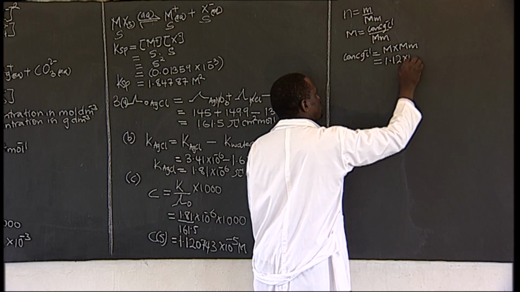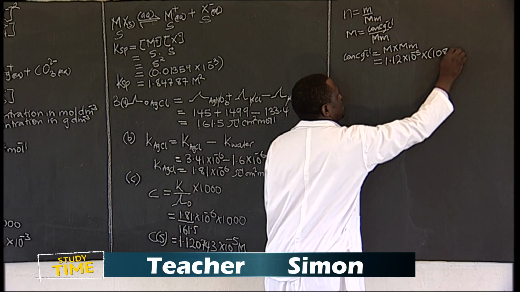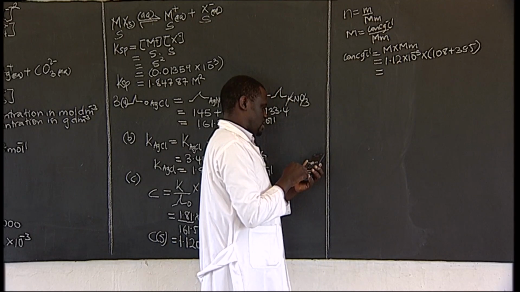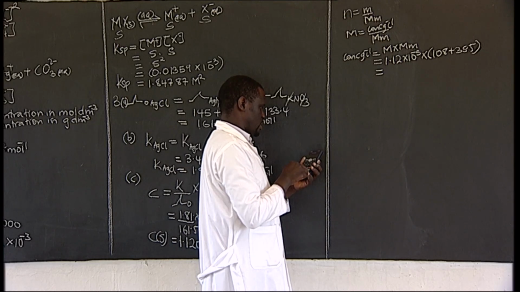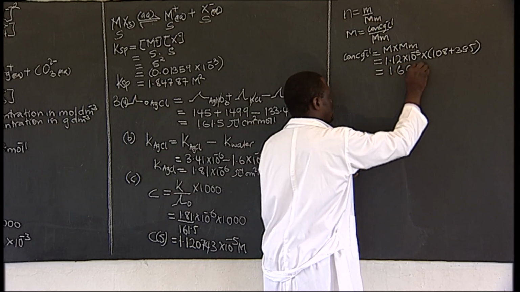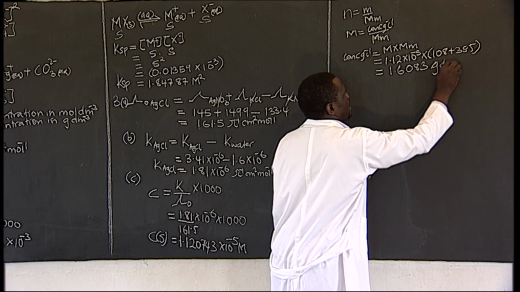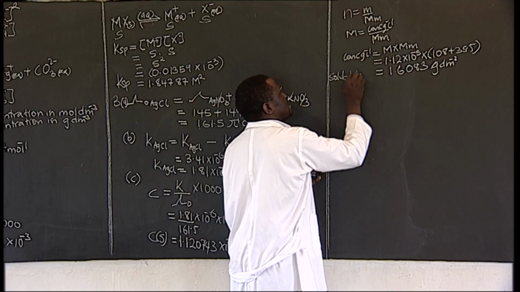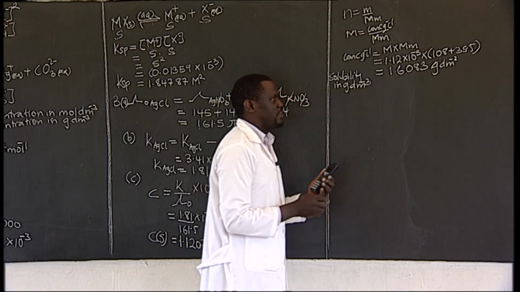So our molarity will be 1.12 times 10 to the power negative 5, times molar mass of silver chloride, 108 plus 35.5. You try out the calculations and see if you are getting the same answers. 0.883 gram per decimeter. So this is our solubility, solubility in gram per decimeter cubed.